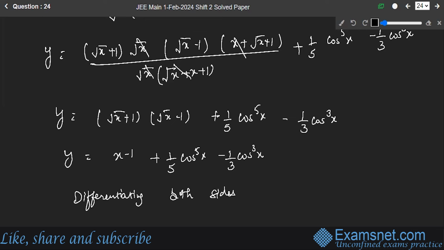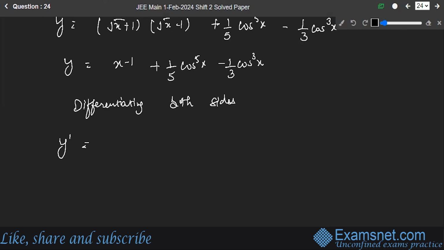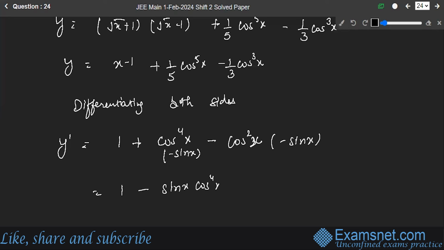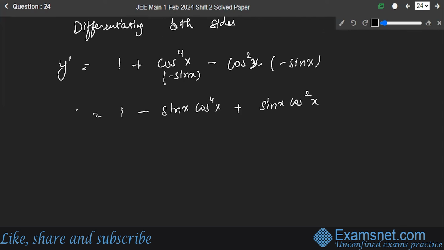You will have y dash as this will be 1 plus 5 upon 5, which is 1 cos power 4x, and the minus this will be cos power 2x. One thing more, the derivative of this is minus sine x, and over here minus sine x. Let's write it properly. You have this as sine x cos power 4x plus sine x cos power 2x. Now this is your y dash.